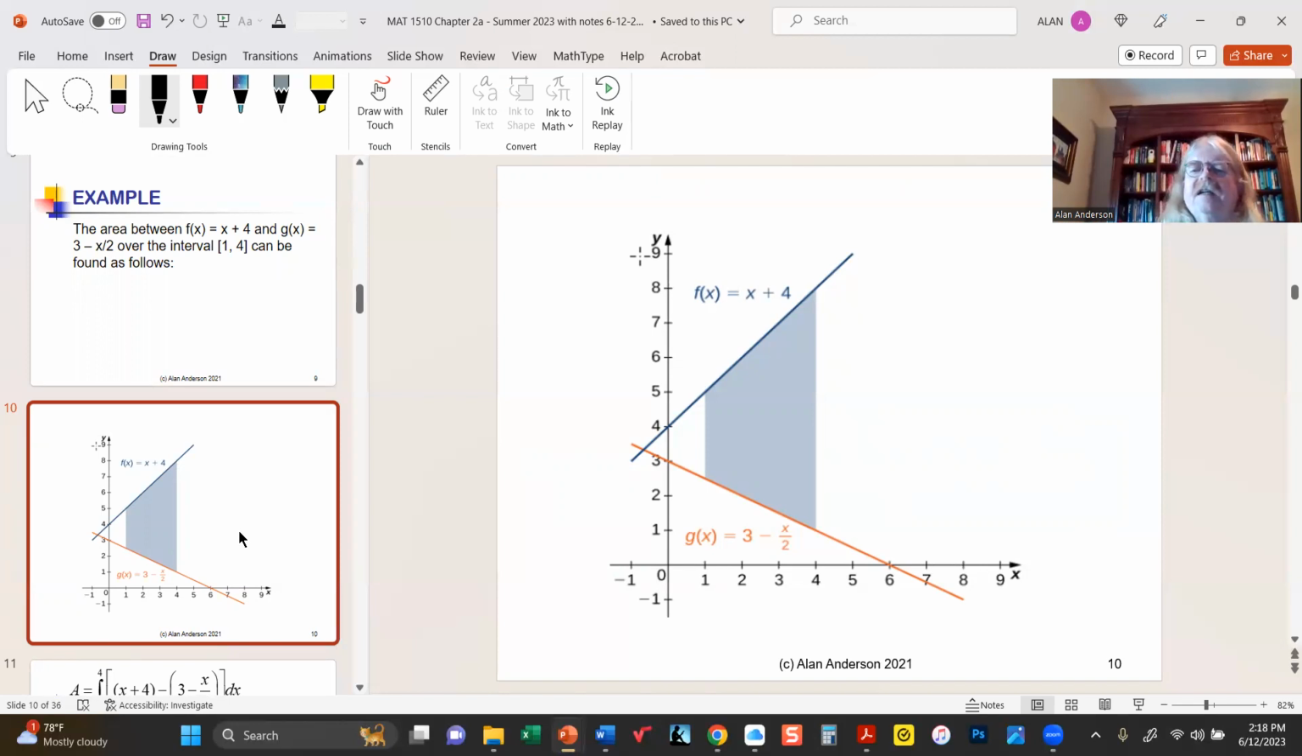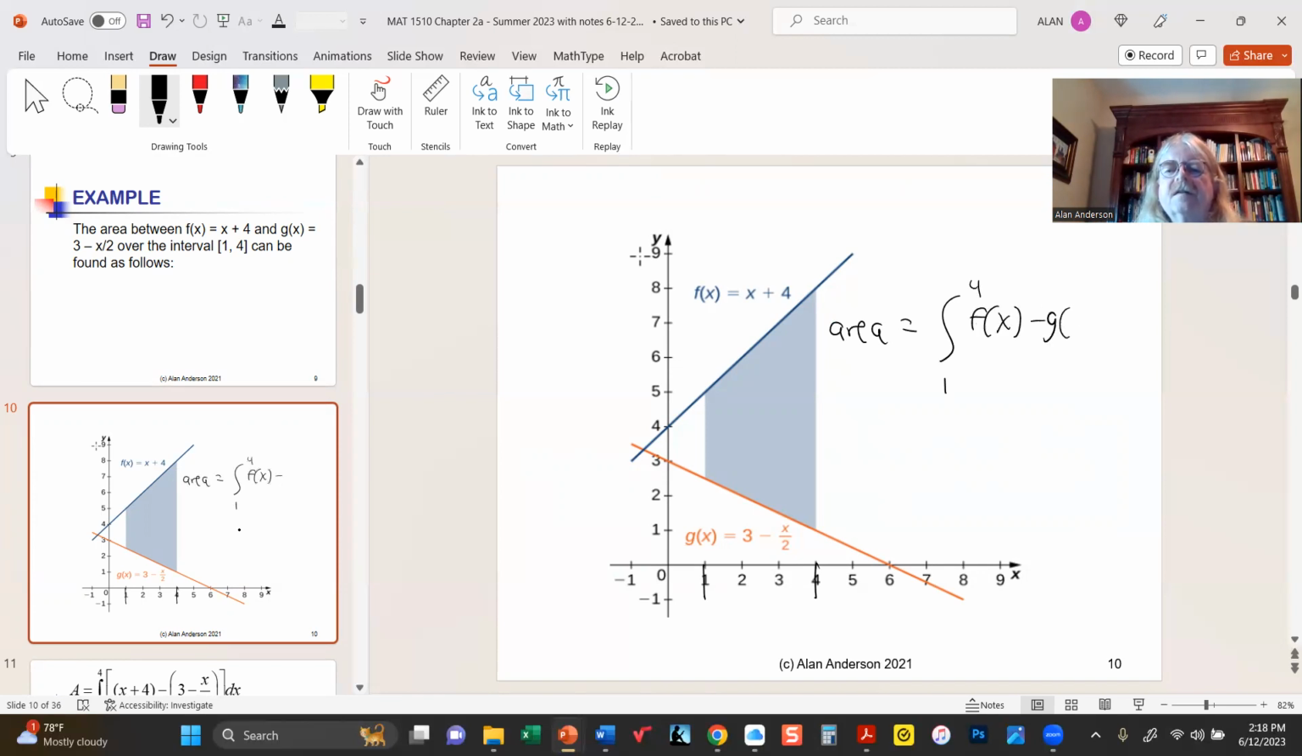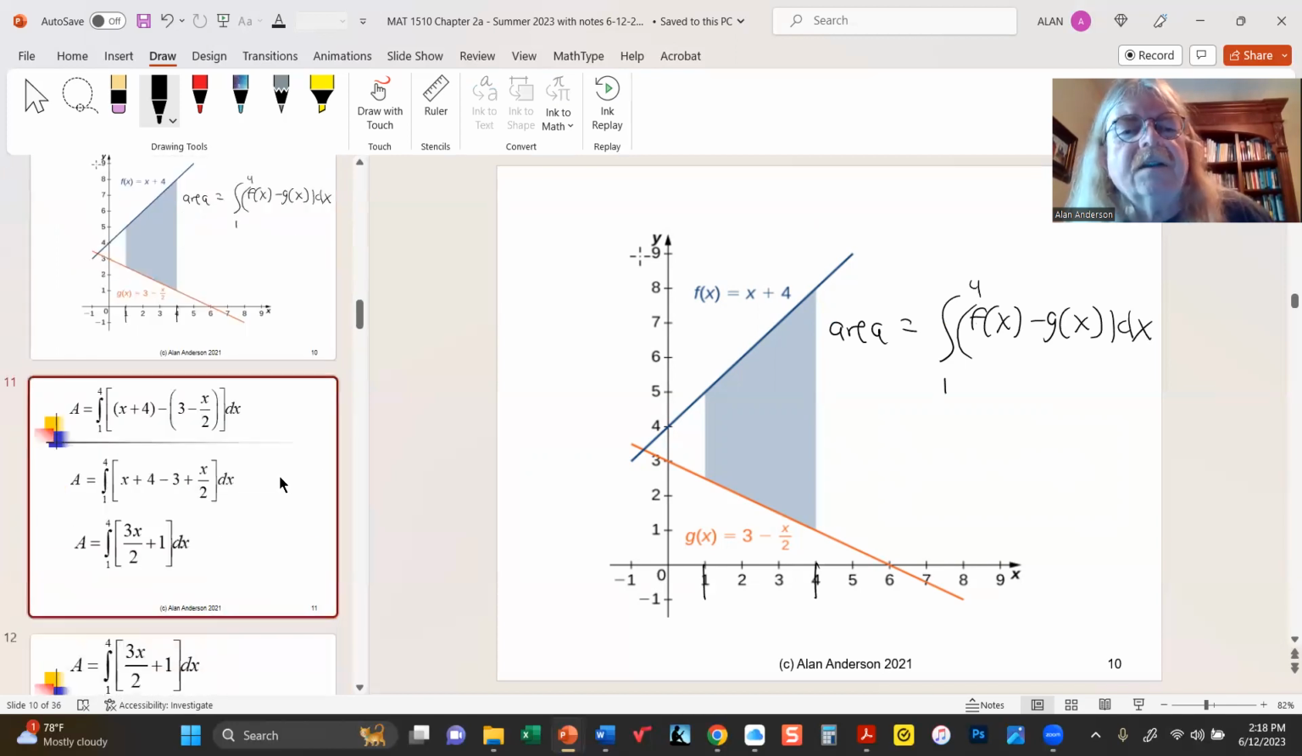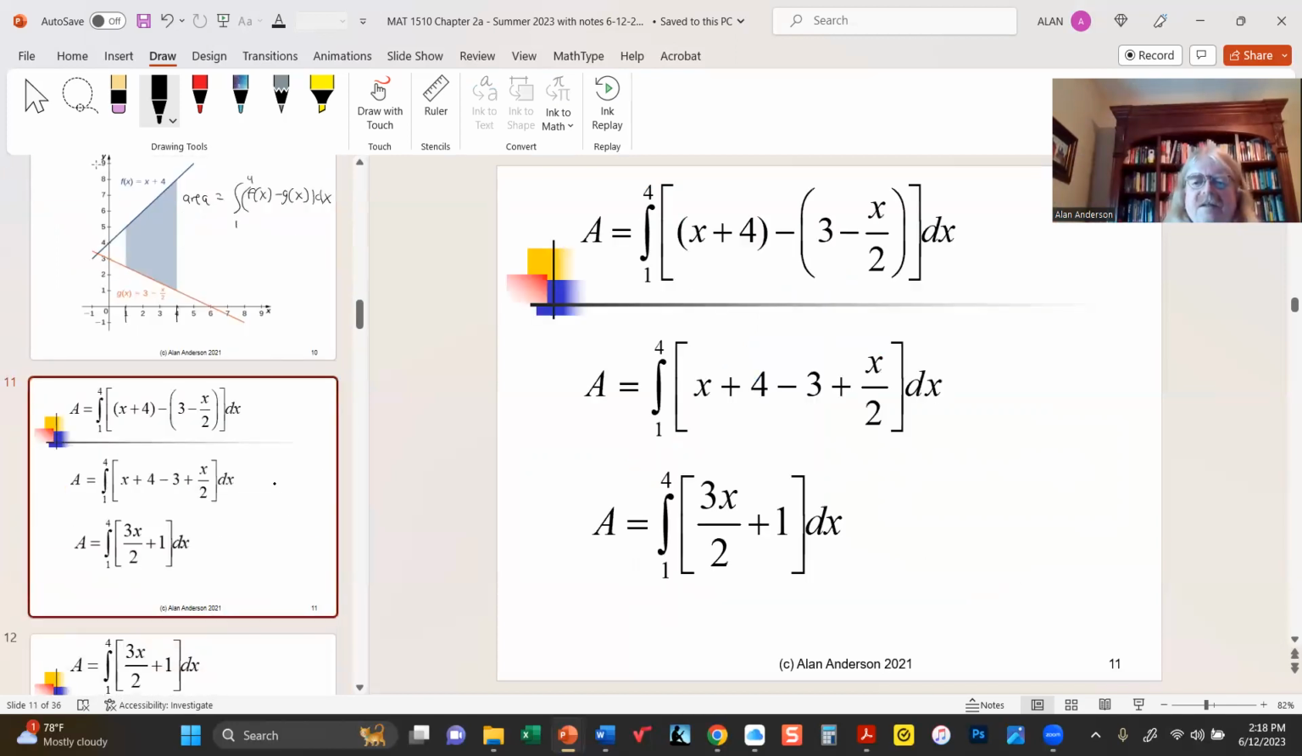And you can see that f of x is on top within this entire interval. And by the way, if you notice, they do cross, and there comes a point when g of x is actually on top. But in the interval of interest, which is here, f of x is always the one on top. So the area will equal the integral from 1 to 4 of f of x minus g of x dx. Okay, so algebraically, that's going to be, and here you can see I've worked out all the steps.